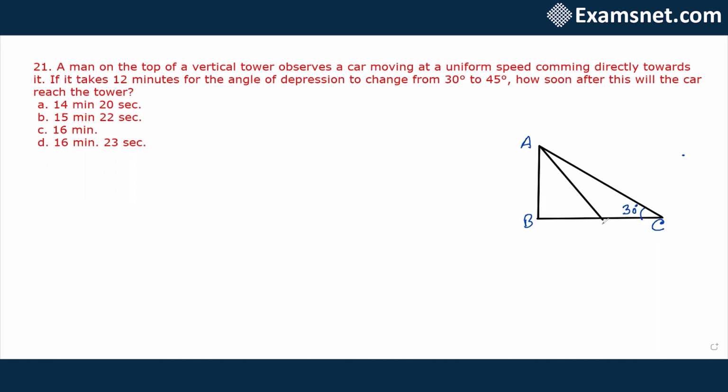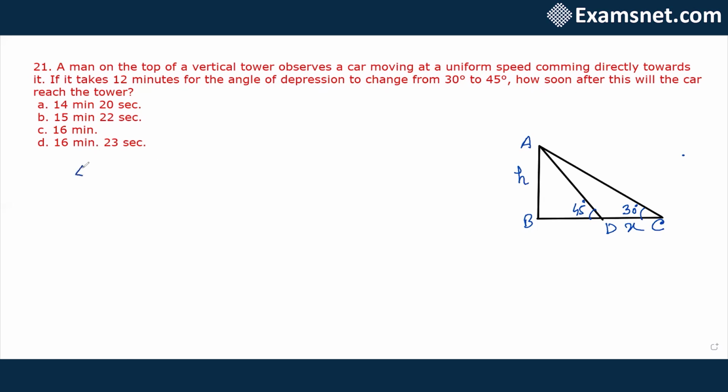Next, after 12 minutes, the position of the car changed and now it is at the point D. And the car took 12 minutes to come to the point D from the point C. Now the angle of depression is 45 degree. So here we are required to find how long the car will take to reach the tower. Okay, let us assume the height of the tower as H meter, and the length of CD as X meter. Now let's start with the sum.